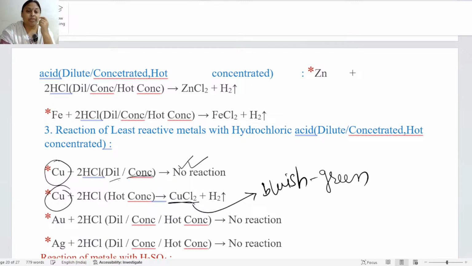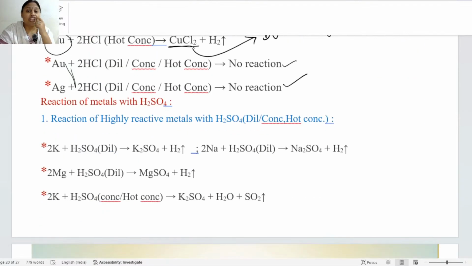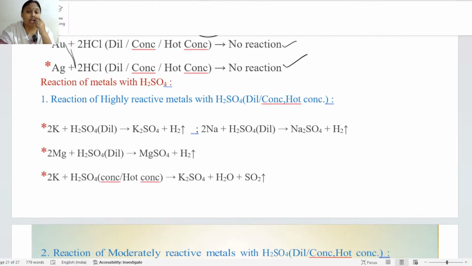So next, silver and gold, these are the least reactive metals. That's why whatever the condition of the acid, we usually see no reaction. And when it comes to sulfuric acid, how will this be? Whenever we take concentrated or hot concentrated conditions, metals liberate sulfur dioxide along with the water molecule. Please, everybody note it down. This is very, very important.